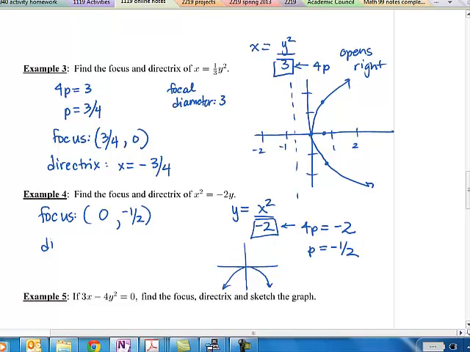And then the directrix is going to be a horizontal line. So y equals, with the opposite sign, positive 1/2. So that's not a very detailed sketch of the graph, but at least it helped us figure out which way things were oriented.